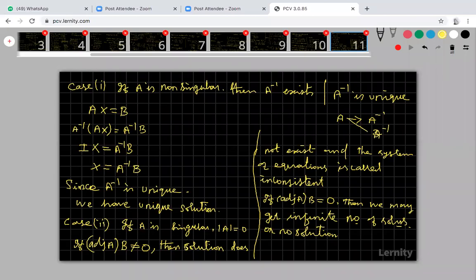Please note that for this case, adjoint of A into B not equal to 0 means definitely inconsistent. If adjoint of A into B equals 0, sometimes a solution exists, sometimes no solution exists.